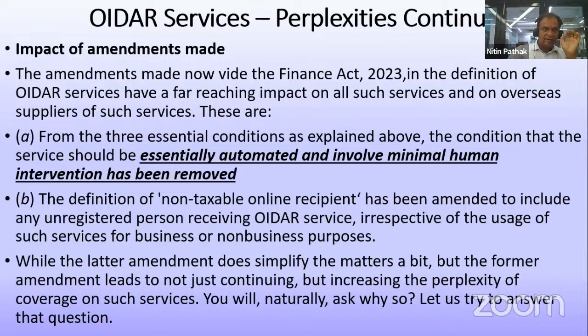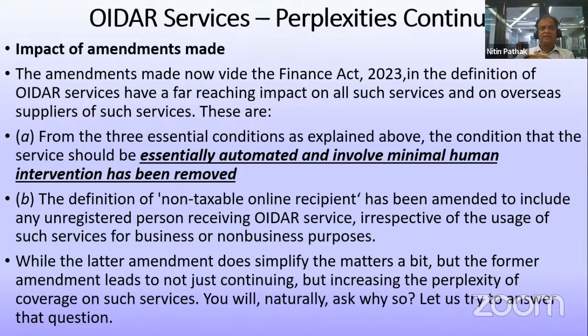The impact of the amendment made. The amendment made now via the Finance Act 2023 in the definition of OIDAR has a far-reaching impact on all services and overseas suppliers of services. Of the three essential conditions, these have been removed: essentially automated, and minimum human intervention. Though in practice minimum intervention is there, they are still considered as OIDAR. For the purpose of somebody saying how much percentage of intermediary is required, it requires AI only. There is an algorithm by which they would provide the services, but still it would be covered under this.